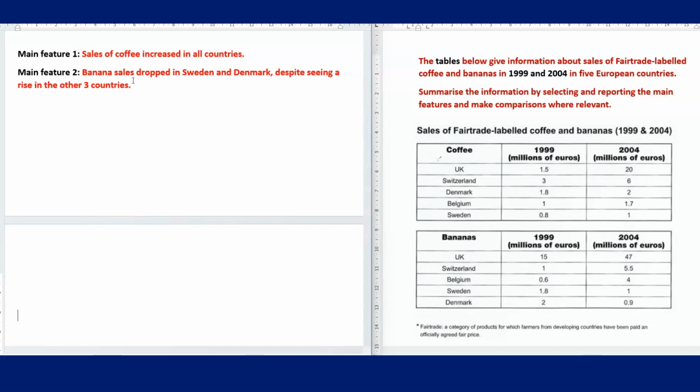So now we have two major key features that we're going to use, and this is what we are going to use in our essay, in our overview, and then in major features when we are writing the details. So the key features that we have selected will be the starting point for our essay, and then we'll just add more details to them later.